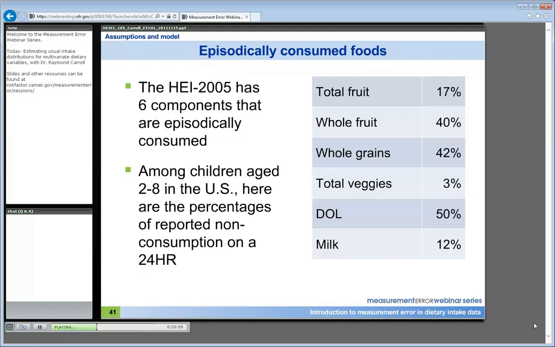What makes HEI 2005 challenging is that it has episodically consumed components, and it has lots of them. In this picture you can see the percentage of 24-hour recalls in the NHANES study for children where they report no intake of these 6 quantities. 40% of the 24-hour recalls in the data set report no intake of whole fruit, 42% no intake of whole grains, and 50% no intake of DOLs. Total fruit, milk, and total veggies are lower. But this is a very challenging problem. It's a really hard problem because there are 6 of these things, and in general there can be even more that are episodically consumed.